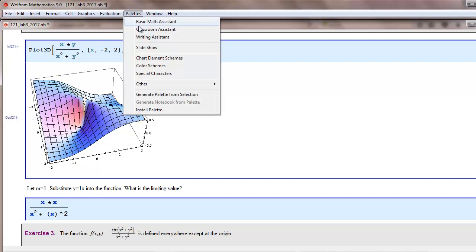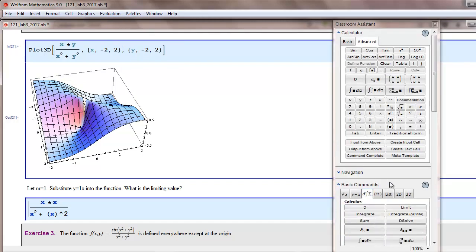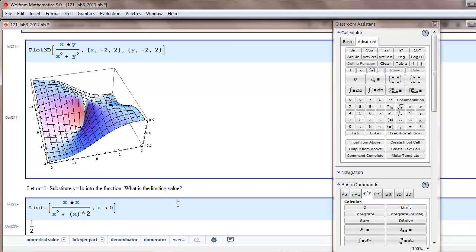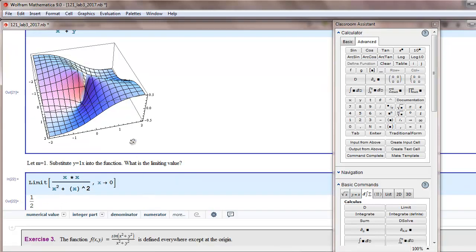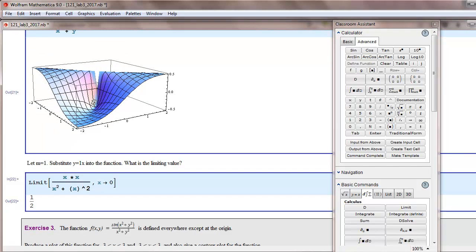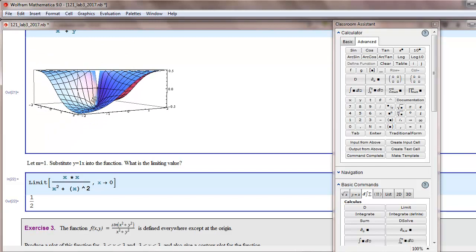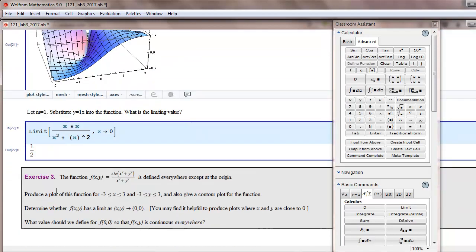So let's go to our Classroom Assistant palette again. On the Classroom Assistant palette, you can click on the Calculus tab and click on Limit. So let's put our expression in there. The variable will be x, goes to 0. Okay, it looks like 1/2. So if we were to come in along the path y equals x, and it looks like it's right on this ridge, the z value should be getting close to 1/2, and that certainly does look like it's the case from our plot.